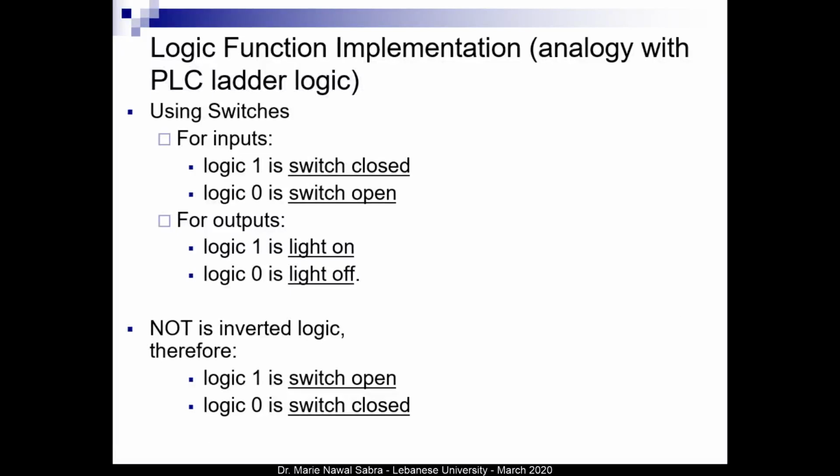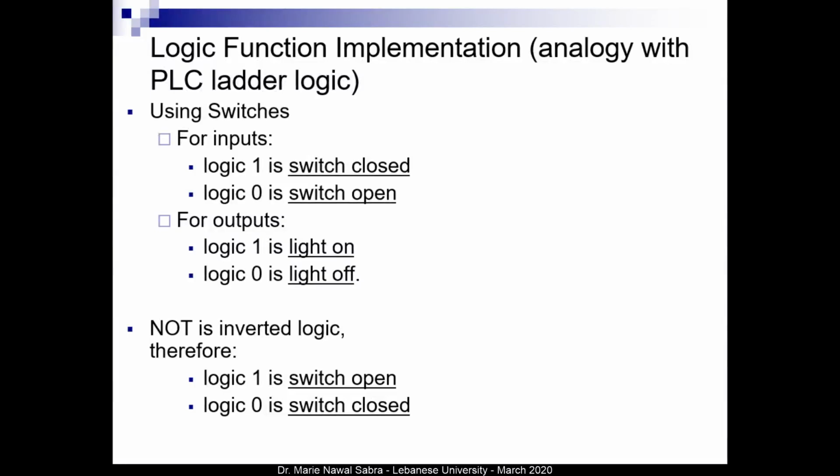How to implement this? The first kind of implementation is going to be in switches. To implement, a logic 1 is a switch which is closed, a logic 0 is a switch which is open. Therefore, on the output side, a logic 1 is an output that is on. Here we called it a light, so I put a light bulb on the output. A logic 0 is a light which is off.